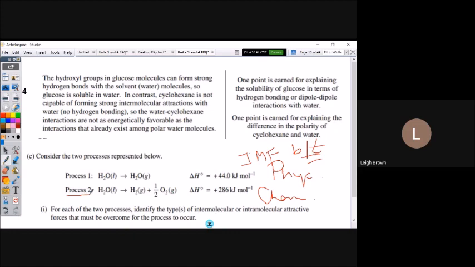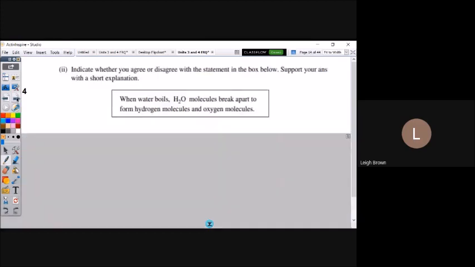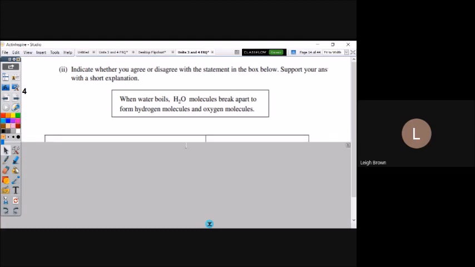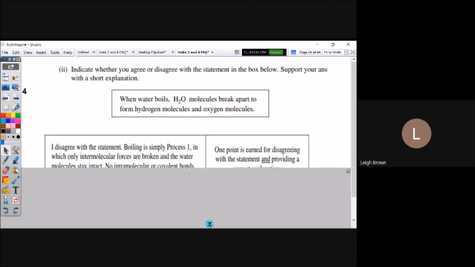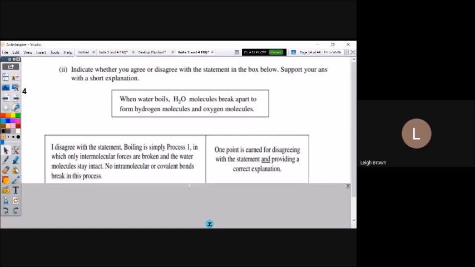Is that what happens when I boil water? Of course not. Okay, so look at the information above, because this again would have all been stacked together, and hopefully you would think, oh, I'm going to disagree with that, but how am I going to explain it? Well, boiling involves the breaking of hydrogen bonds. You could just go back to what you said before, or just intermolecular forces between water. No covalent bonds are broken. Okay, I think that's a great question.